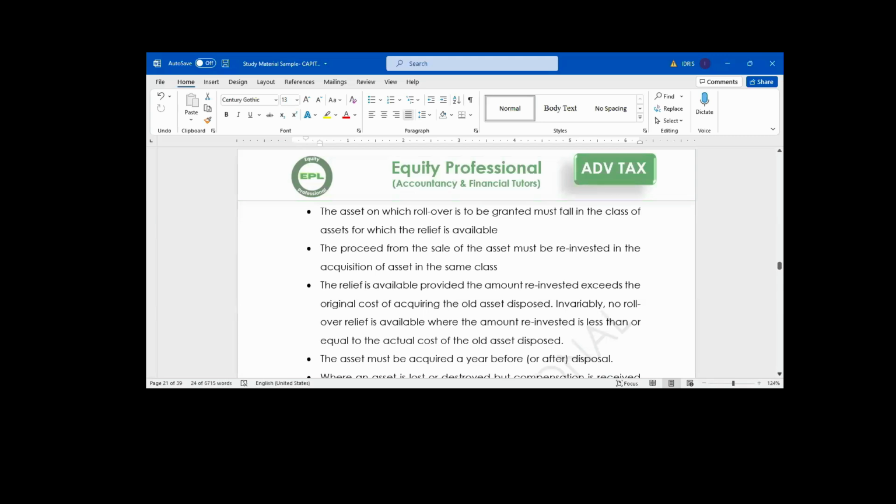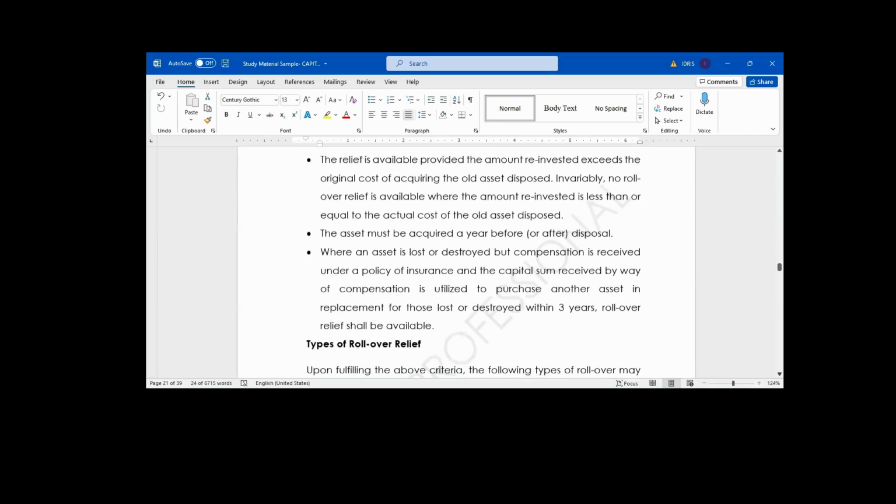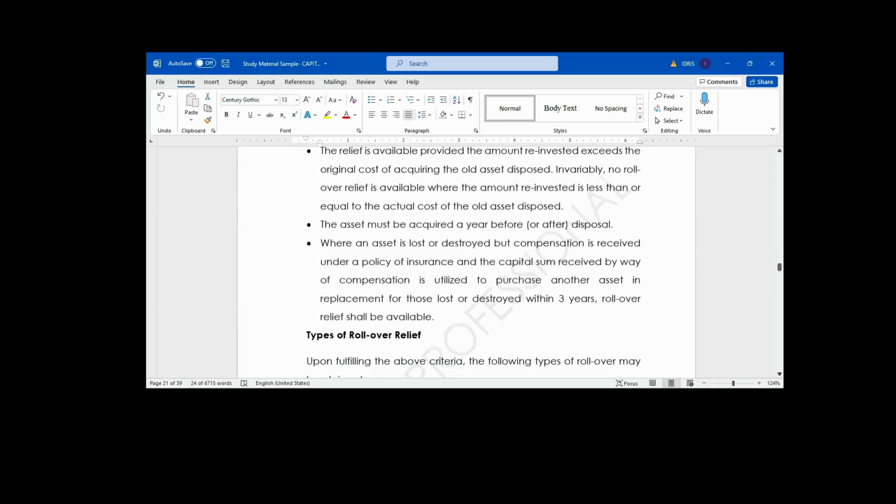Another condition: the asset must be acquired a year before or after disposal. That means rollover relief must be claimed within 12 months after the disposal of the old assets. You must claim the rollover relief within 12 months after the disposal of the old assets.